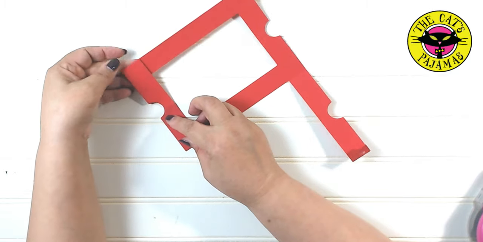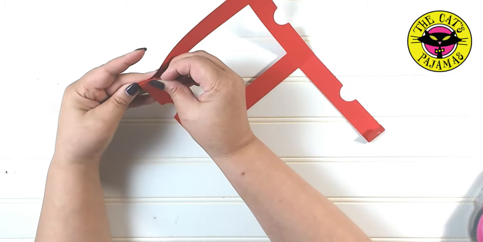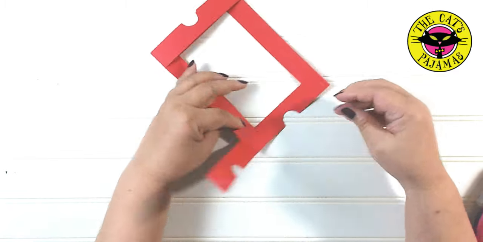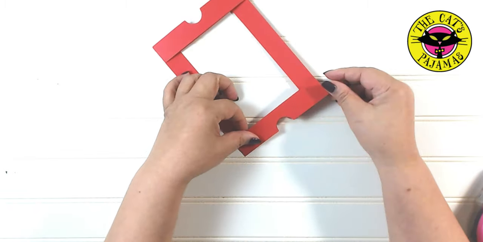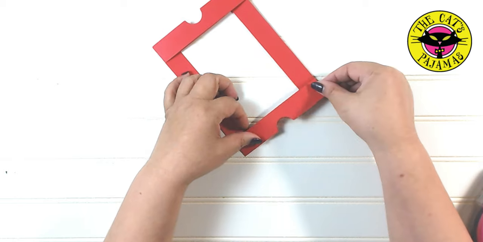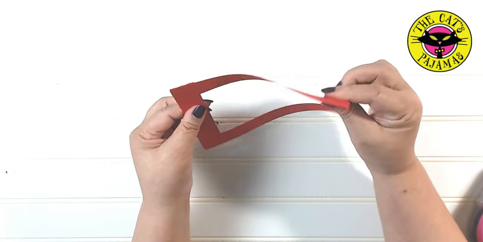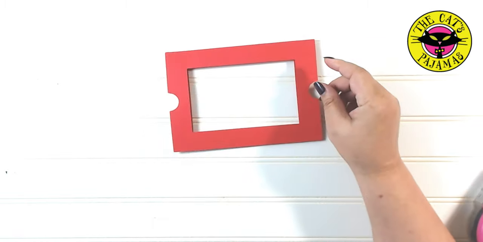Now, if you're going to be putting an optional mat over the front of the frame, you can attach the tab to the front of the frame. And these form little open pockets. Now, if your paper is flimsy like this one is, you may want to add the optional frame that you cut.